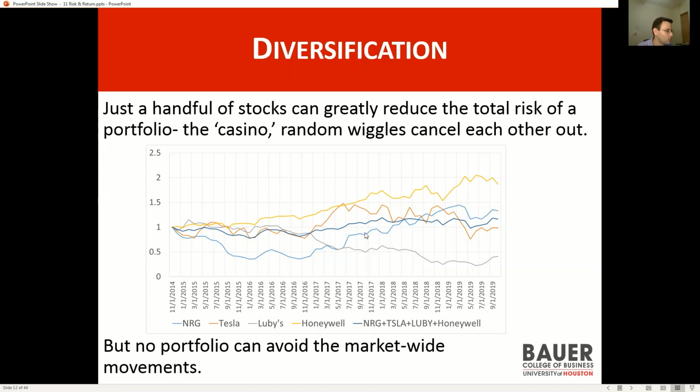When you put all of them into a portfolio, we get a much smoother picture. Right, this dark blue line doesn't move nearly as much as any of the other kind of 4 lines. It's much smoother. But no portfolio can avoid the market-wide movements. You can avoid a lot of the wiggles and a lot of the randomness, but you can't avoid those systematic things that drive everybody's stock price.